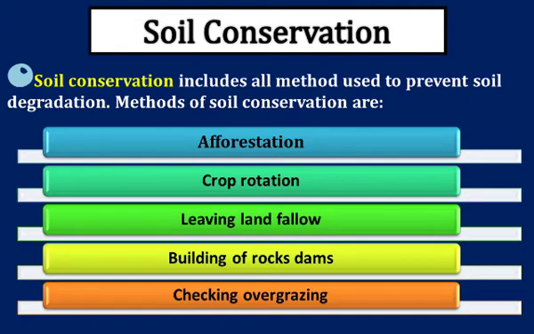Crop rotation. Another method of soil conservation is crop rotation, in which different crops are grown on the same piece of land at different times of the year. Soil fertility can be regained by crop rotation and the use of fertilizer and manure.